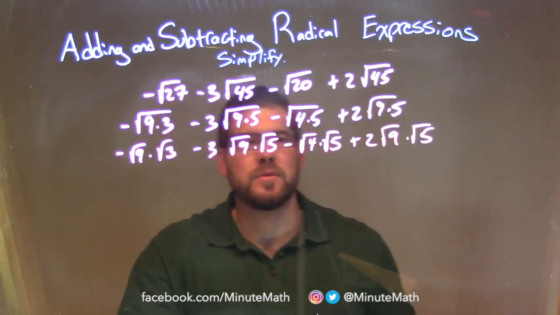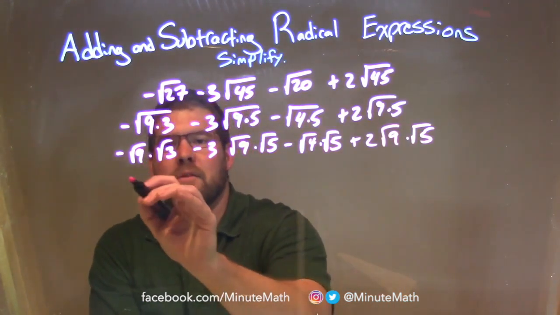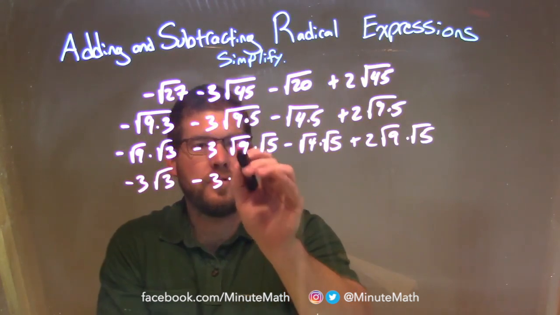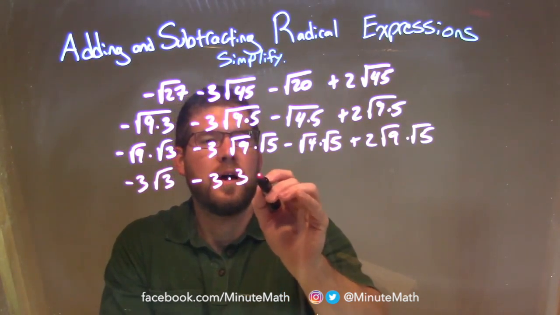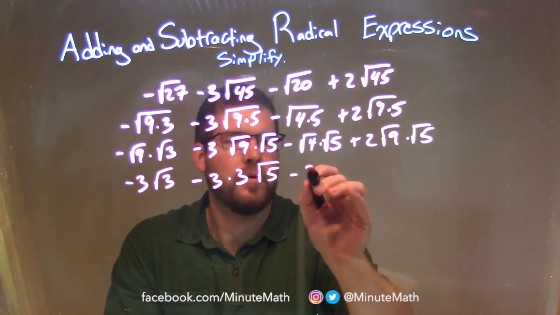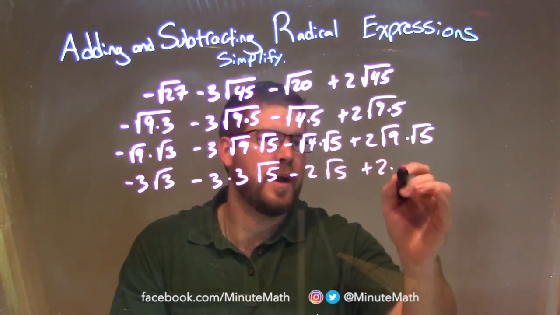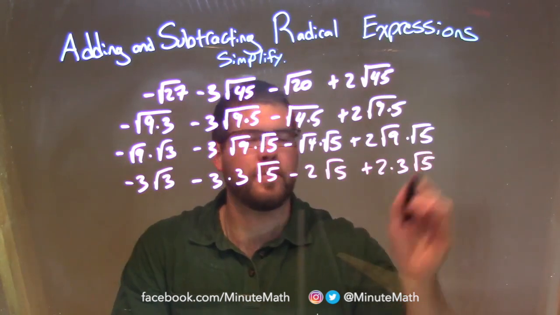So now let's simplify which ones we can easily take the square root of. Square root of 9 is a 3, so I have minus 3 square root of 3 here, minus 3 times square root of 9 being 3, square root of 5, minus square root of 4 is 2, square root of 5, plus 2 times square root of 9, which is 3, square root of 5.